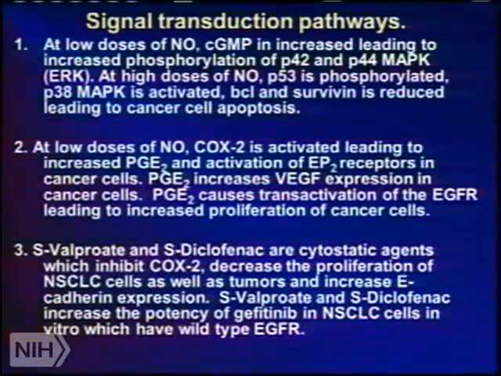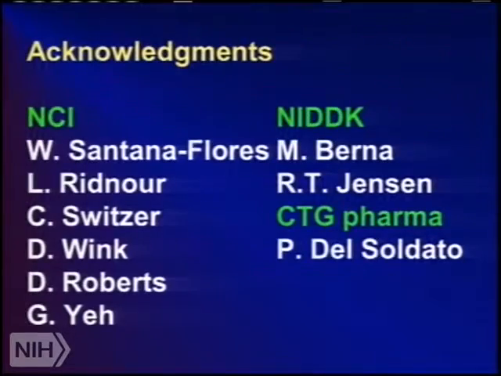And the S-valproate and the S-diclofenac are cytostatic agents which inhibit COX-2, decrease the proliferation of lung cancer cells, and increase E-cadherin expression. So as a result of the increased epithelial nature of the lung cancer cells, the S-valproate, S-diclofenac increase the potency of gefitinib in lung cancer cells which have wild-type EGF receptor.